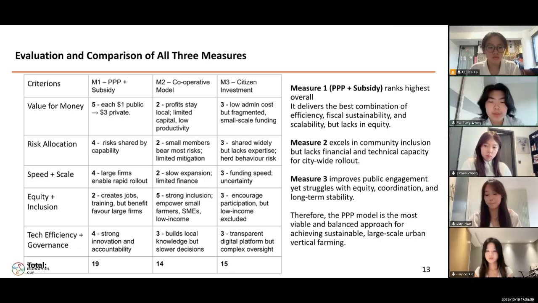Measure 1, the PPP with subsidy, ranks highest overall, scoring 19 out of 25. It offers the strongest balance of efficiency, fiscal sustainability, and scalability, though it performs weaker on equity. Measure 2, the cooperative model, excels in social inclusion and community ownership, but lacks financial and technical capacity for citywide implementation. Measure 3, the citizen investment model, improves public engagement and transparency, but remains fragmented and less equitable. Overall, the PPP model is the most viable and balanced option for achieving sustainable, large-scale urban vertical farming.